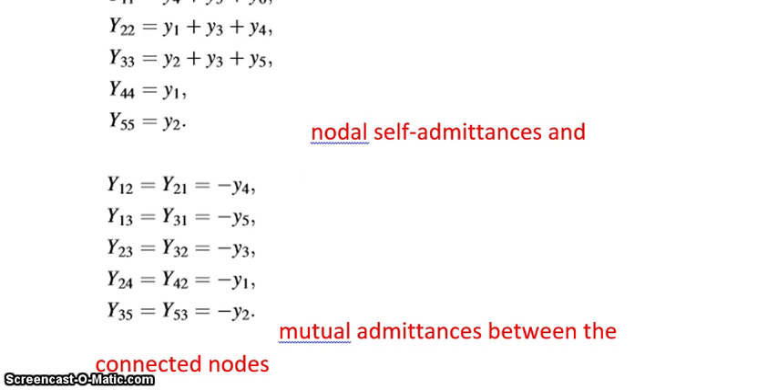Similarly, these are all y11, y22, y33, y44, y55. These things are called nodal self admittances, and y12, y13, y23, y24, y35 are called the mutual admittances between the connected nodes.